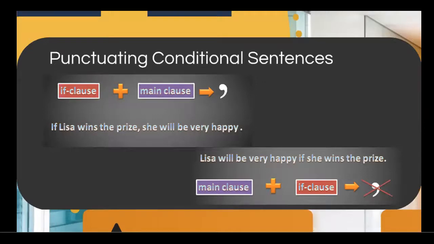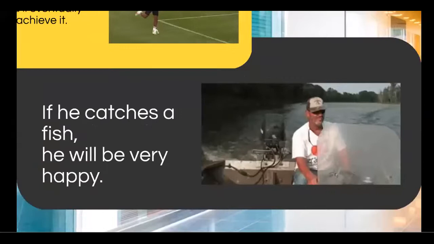Let's go to the other examples. If he catches a fish, he will be very happy. In this example, we can indicate that under a certain condition, in this case if he catches a fish, a specific result will likely happen in the future. In the future, he will be happy. Of course, he will be happy if he catches a fish.